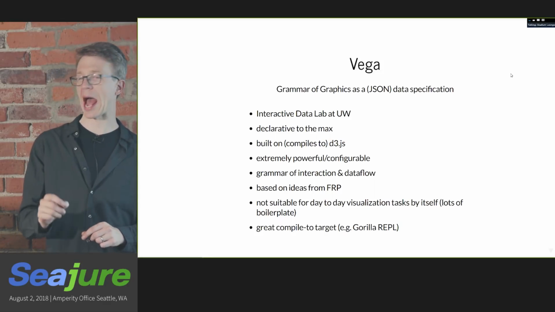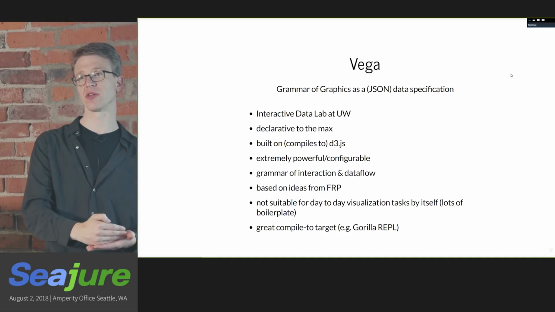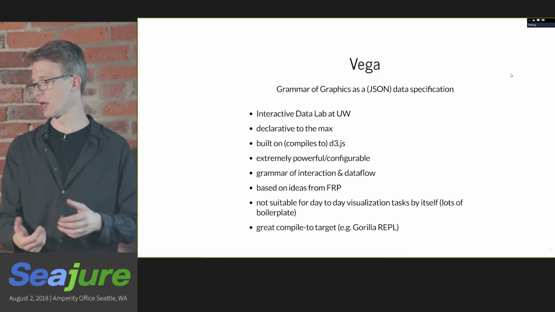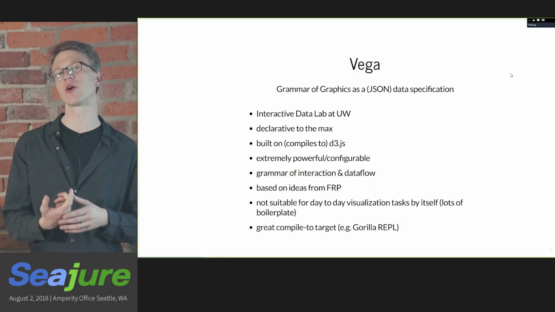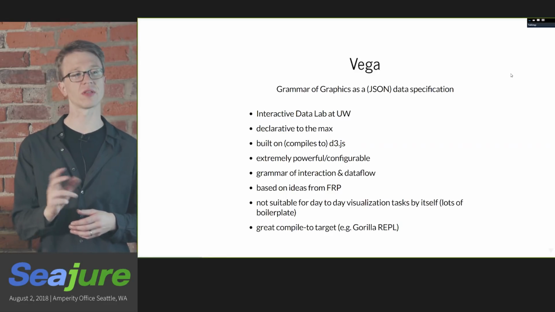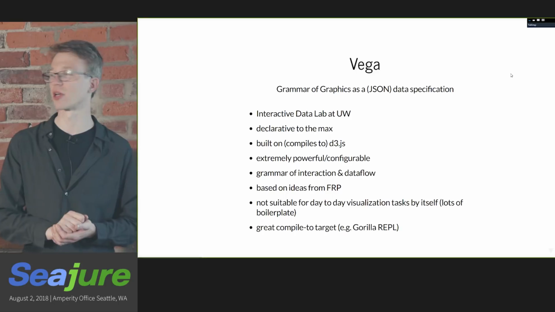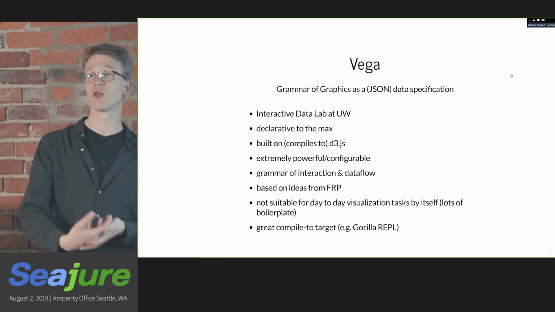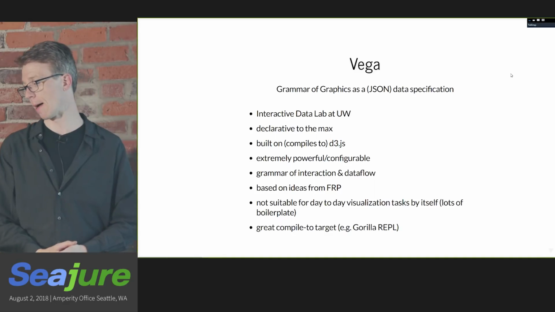But one of the things that it adds on top of the core ideas of the grammar of graphics and of D3 is this grammar of interaction. This is something that the grammar of graphics doesn't really cover: how do you interact with data and pull more information out of it through those interactions.